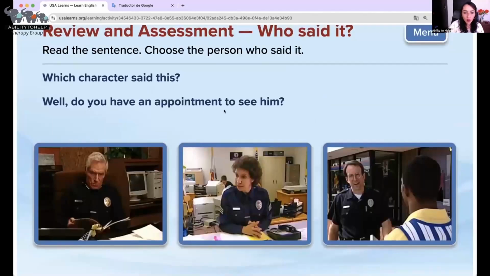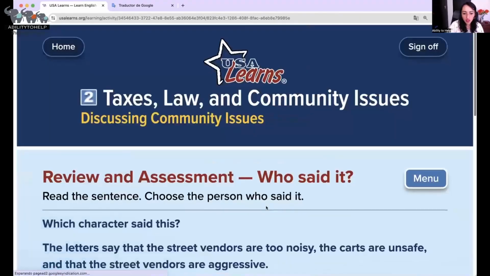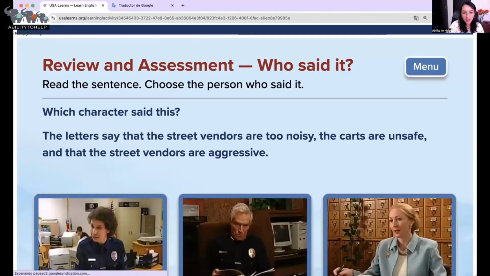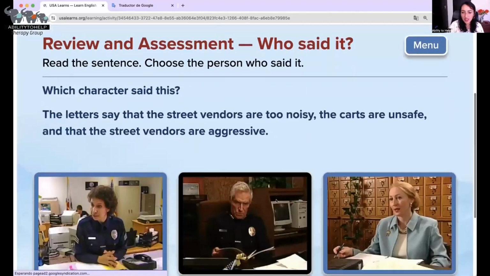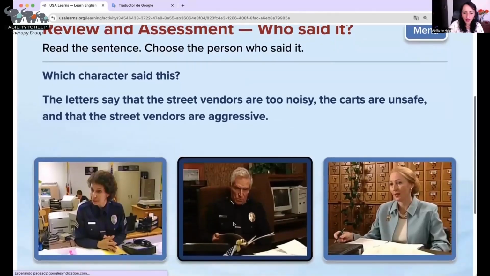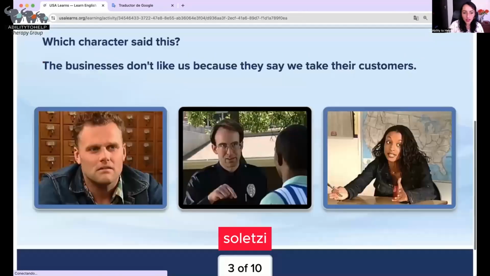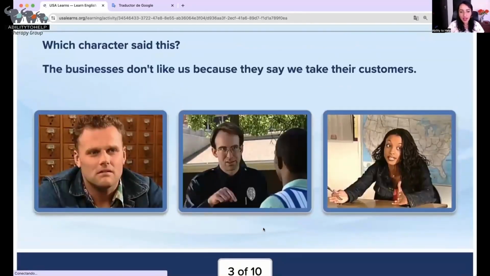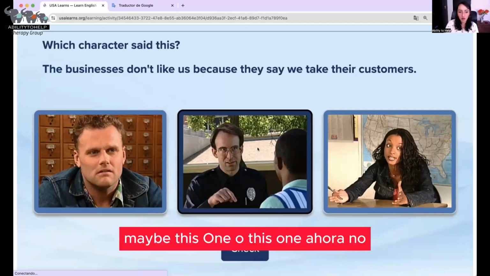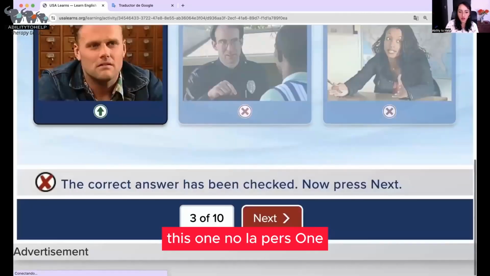Well, do you have an appointment to see him? An appointment. So the letter said that the street vendors are too noisy, the sharks are unsafe, and that our street vendors are aggressive. So I don't know, maybe this one? Yes. So let's see. The businesses don't like us because they say we take their customers. Maybe this one or this one, I don't know. This one. No, the first one.